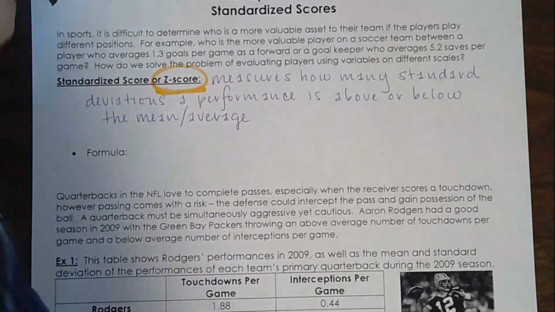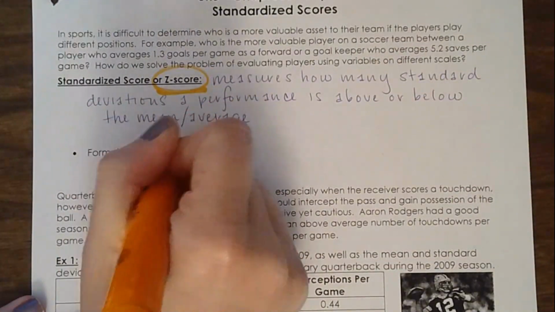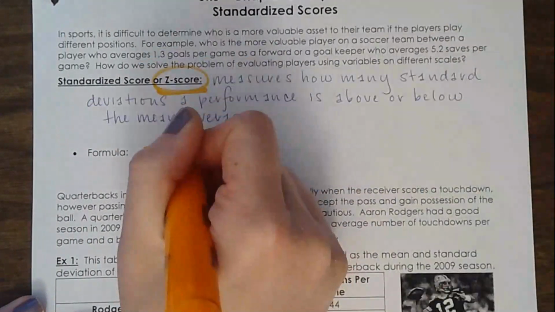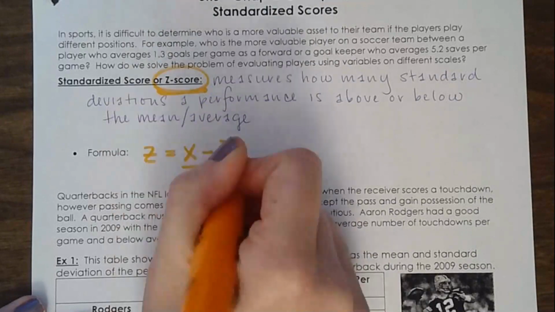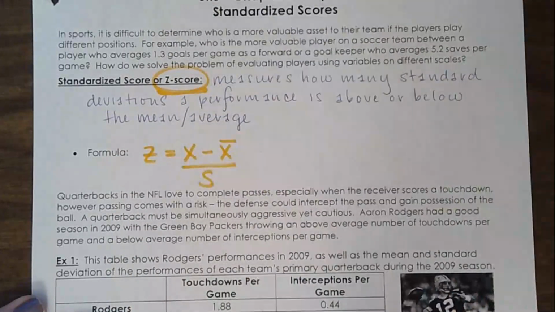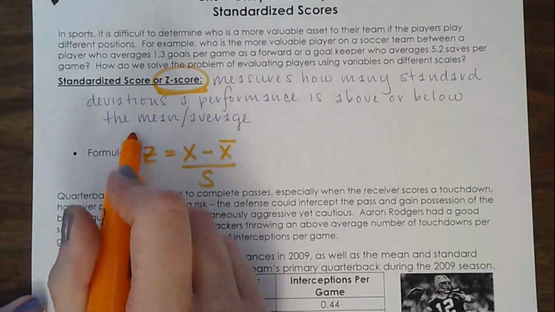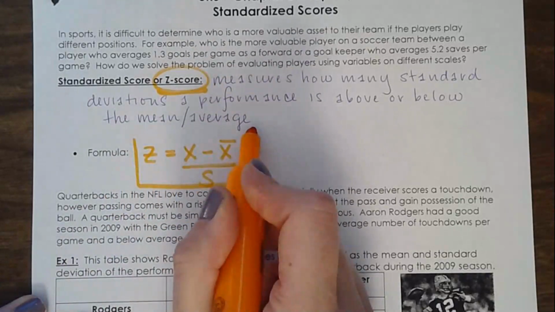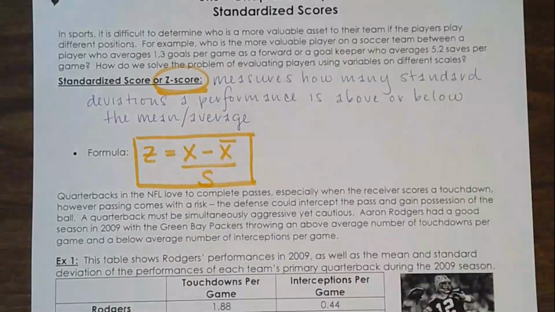So the z-score formula: z equals the performance minus the mean, divided by the standard deviation, because it tells you how many standard deviations it is. So you find the difference between the performance and the mean, the numerator, and divide by the standard deviation. You are absolutely going to need to know this formula for your test, but we're going to do so many problems that involve z-scores, you'll have it memorized in no time.